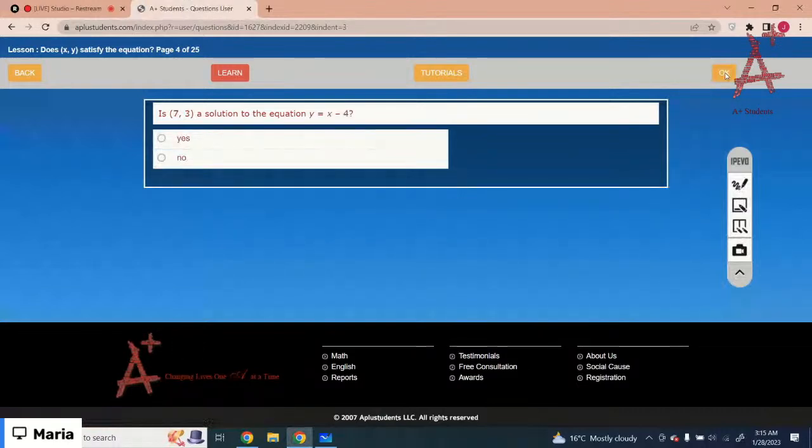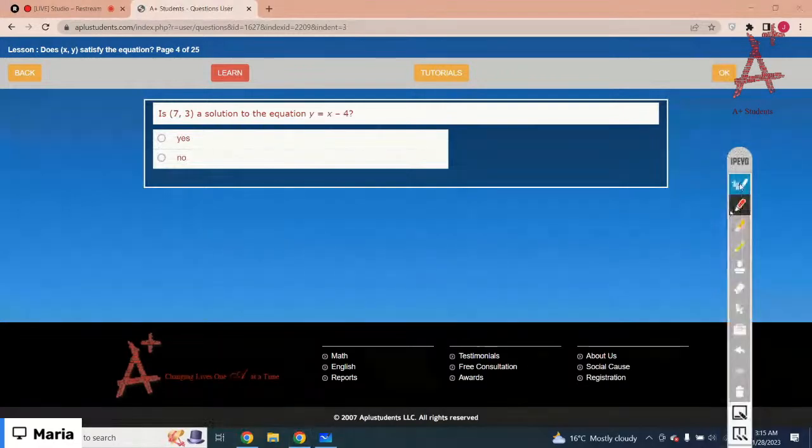Is (7, 3) a solution of the equation? x is 7, y is 3. So just put the values: 3 equals 7 minus 4. 7 minus 4 is 3. So both sides of the equation are equal. So the answer is yes. Got it? The correct option is yes, (7, 3) is the solution of the equation y equals x minus 4.